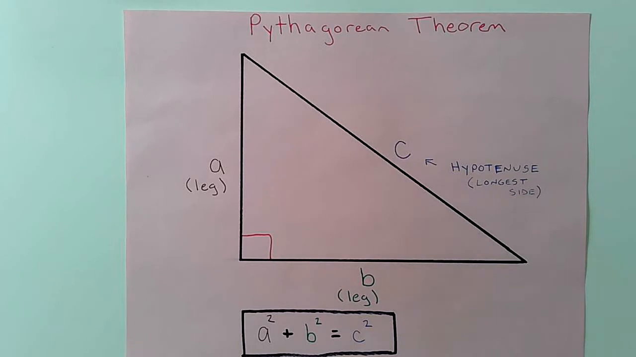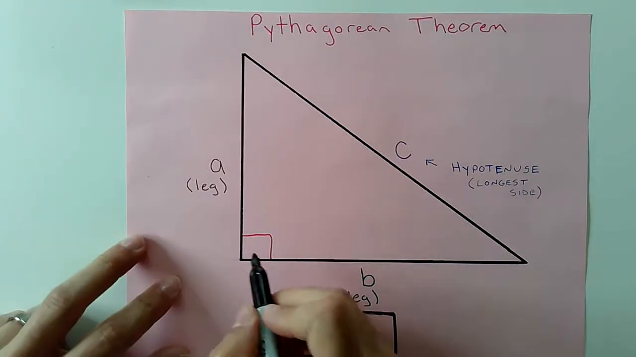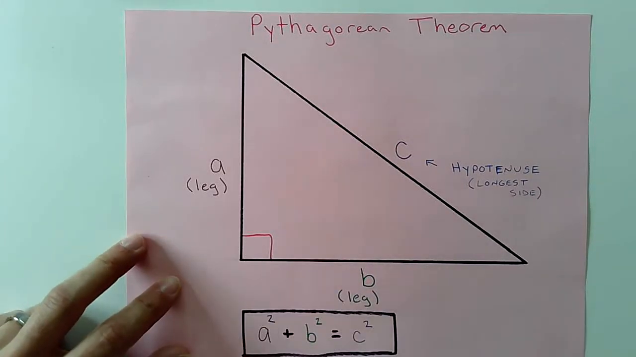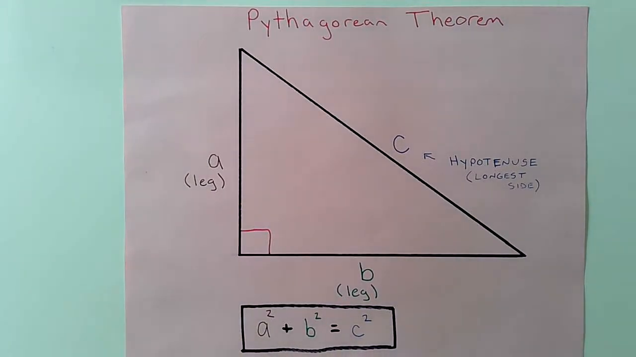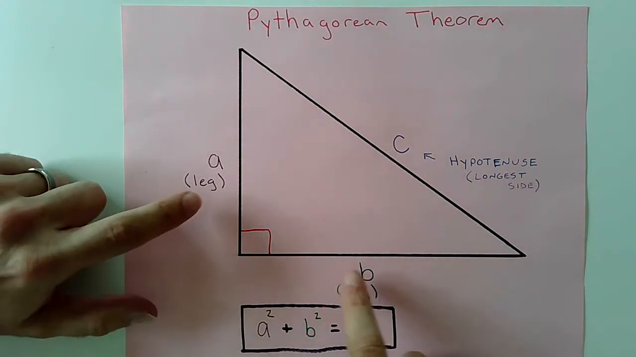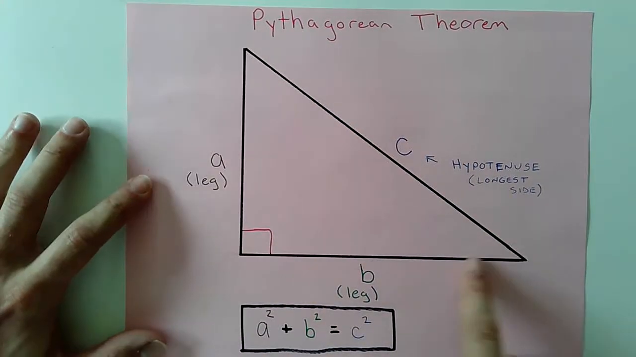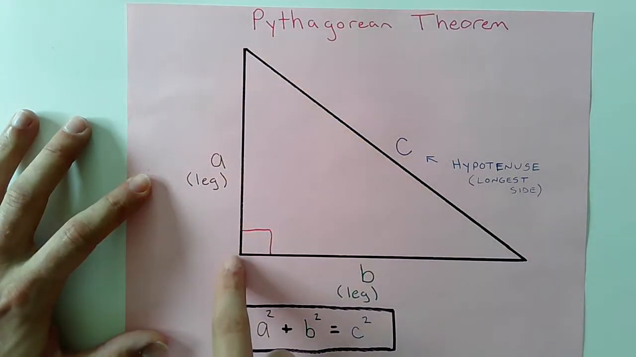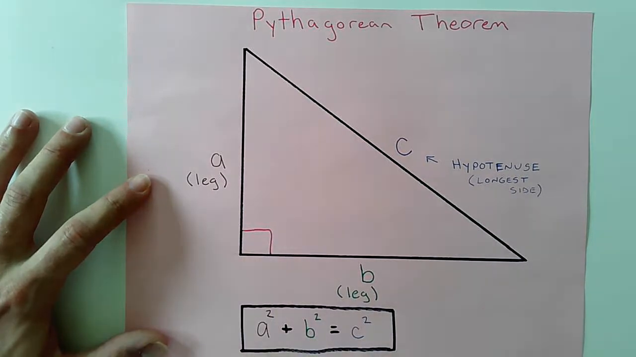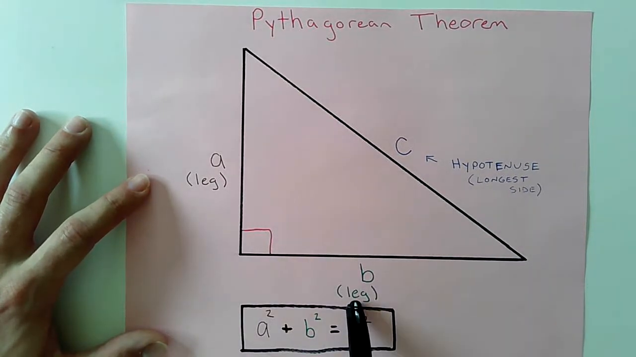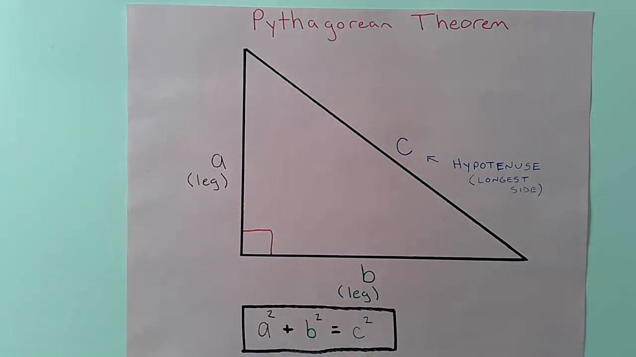The Pythagorean theorem works for right triangles. So the first thing we have to know is we have to have this right angle. If we don't have the right angle, we can't use this pattern that we just talked about. Let's talk about parts of a right triangle. The two sides of the right triangle that form the 90-degree angle, so they meet together at the 90 degrees, are called legs. They're the legs of the triangle.